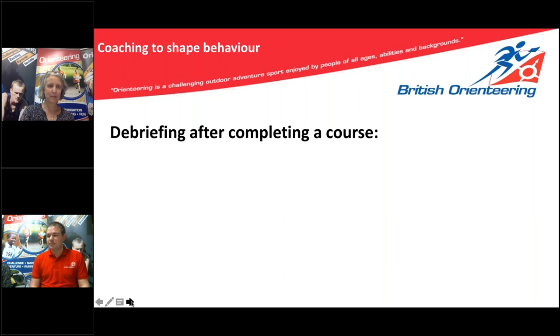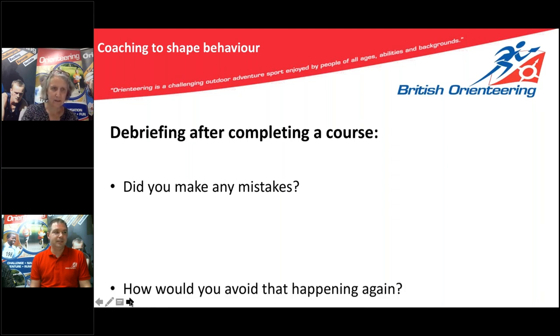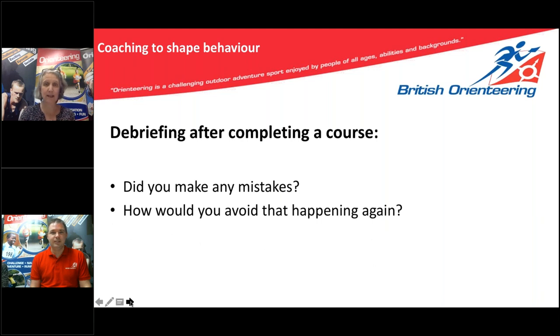Okay, I'll share mine. The mistakes question is an obvious one. It's important to show empathy here if they've missed a control, and hopefully there's an opportunity for them to have another go at a course so they go home feeling a bit more positive. Problem solving and resilience are key qualities for orienteers, but it can take a while for them to become second nature. Another thing I might ask is how would you avoid that happening again? And somebody mentioned the opportunity to describe what an attack point is.